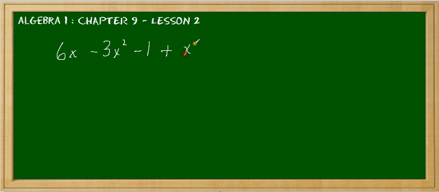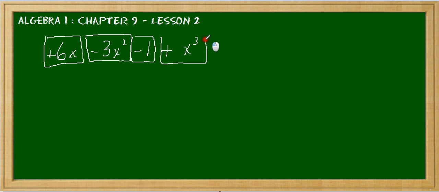Now, again, if we state this particular expression, we're going to say plus and minus all the way through. But again, I will state you need to view these as positive and negative terms. Okay, here, what do we have? We have positive 6x. Over here, we have negative 3x squared. Over here, we have negative 1. And over here, we have positive x cubed.